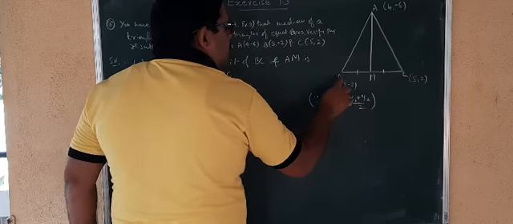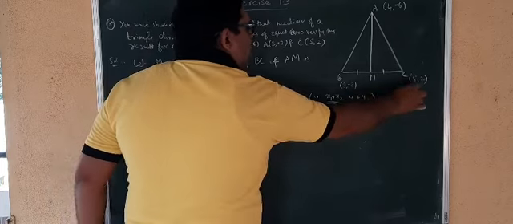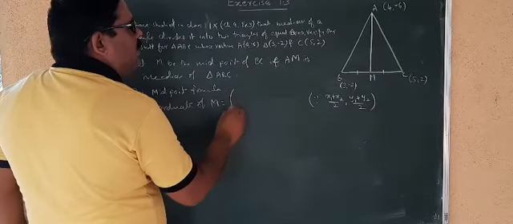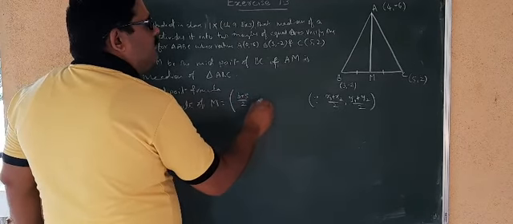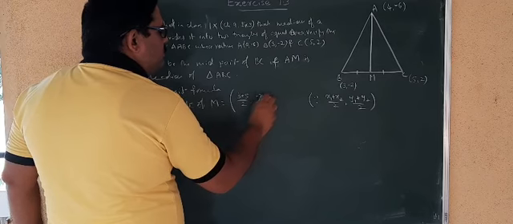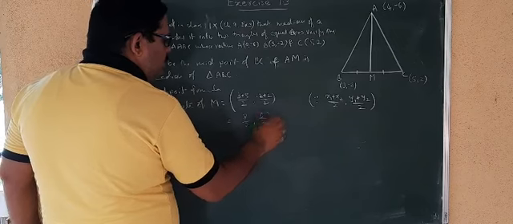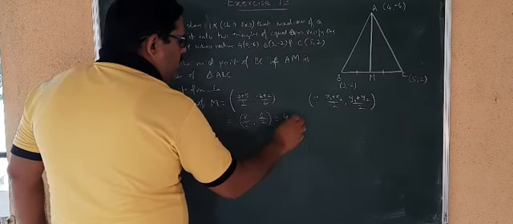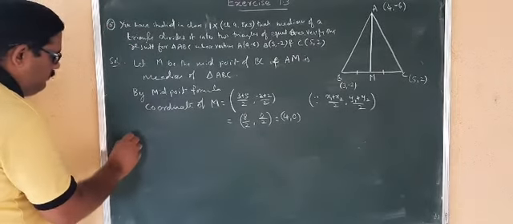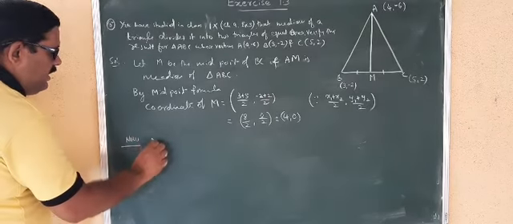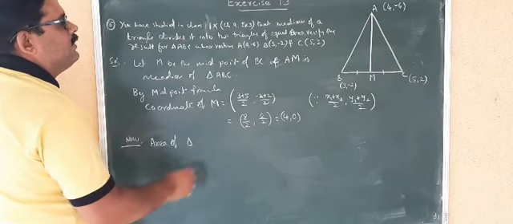For this side, this is x1, y1, this is x2, y2. So, (3 plus 5) by 2 comma (minus 2 plus 2) by 2, which is 8 by 2 comma 0 by 2, which is equal to (4, 0). These are the coordinates of point M. Now, area of triangle AMB.